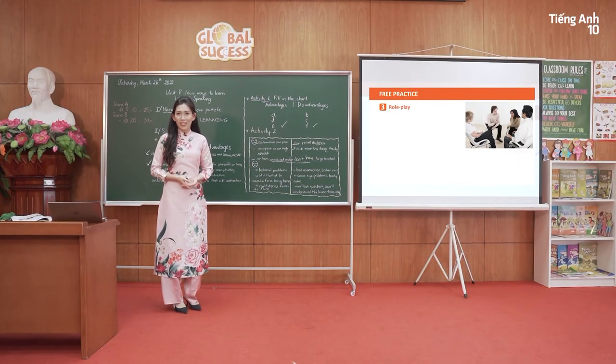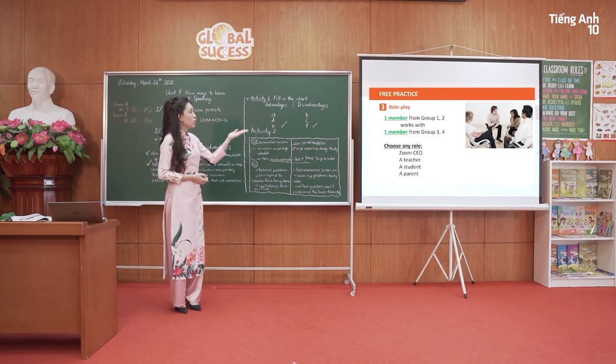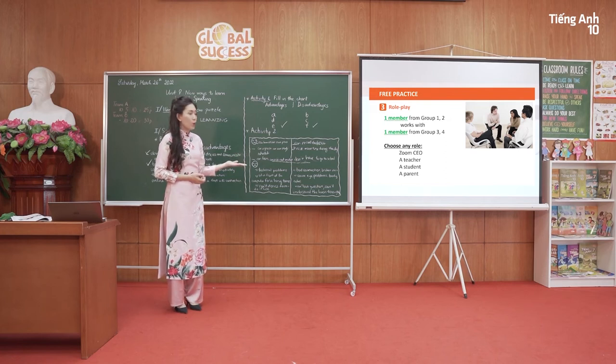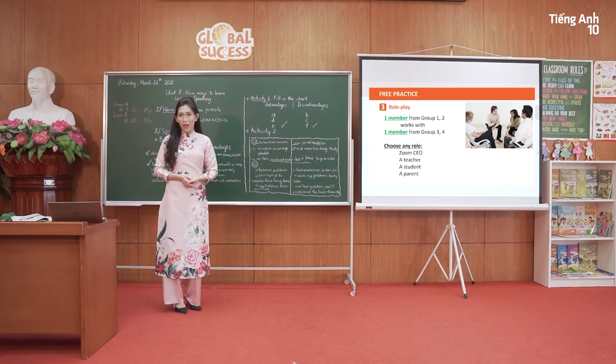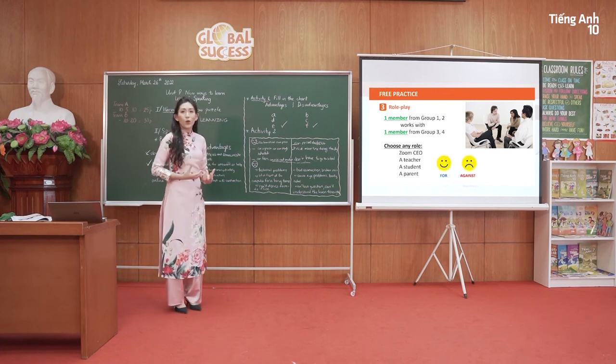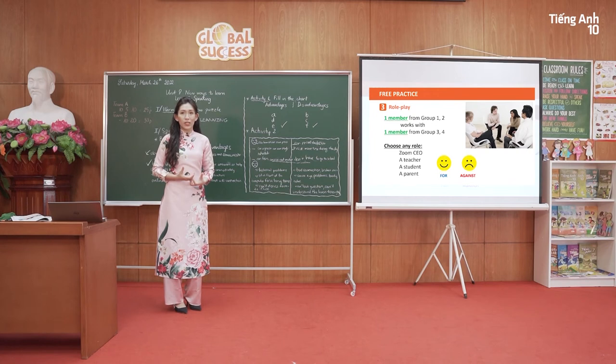Now we will move to the next activity. We'll do a role play in an educational talk show. I will be the MC, and I would like one member from group 1 or 2 to work with one member from group 3 and 4. You will choose any role below. You can be a Zoom CEO, or a teacher, or a student, or a parent. You will give your opinions about online learning, whether you are for or against online learning, and give your evidence.